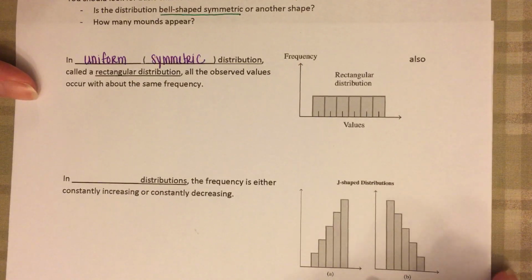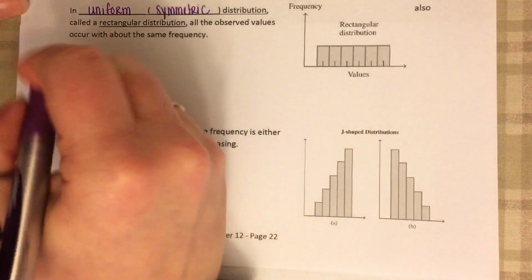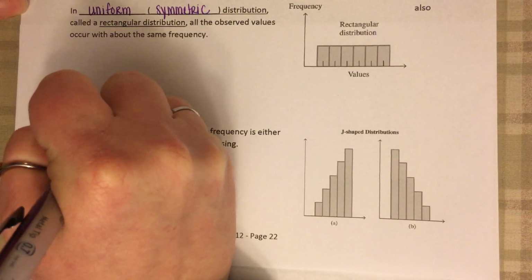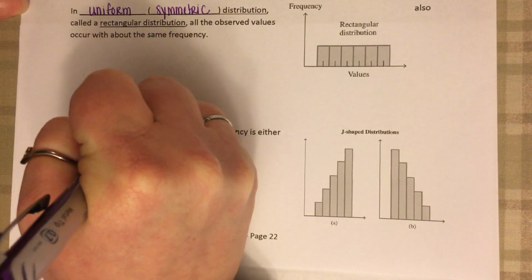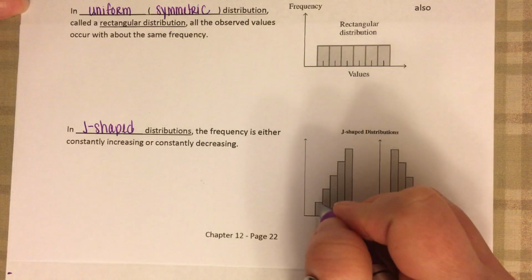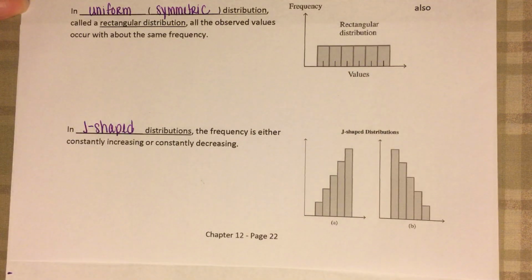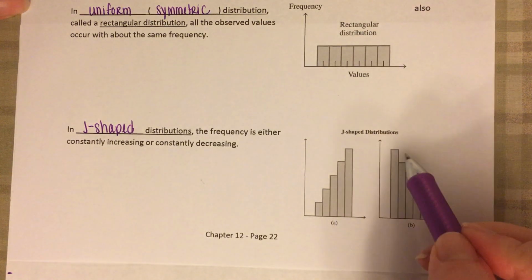All right. The next type is J-shaped distributions. So in J-shaped distributions, the frequency is either constantly increasing or decreasing. Right? So if we were to draw the letter J on here and connect our top to our bottom and shade it in, that's what we have. So in a J-shaped distribution, we are either always increasing in this case or decreasing as in that case.